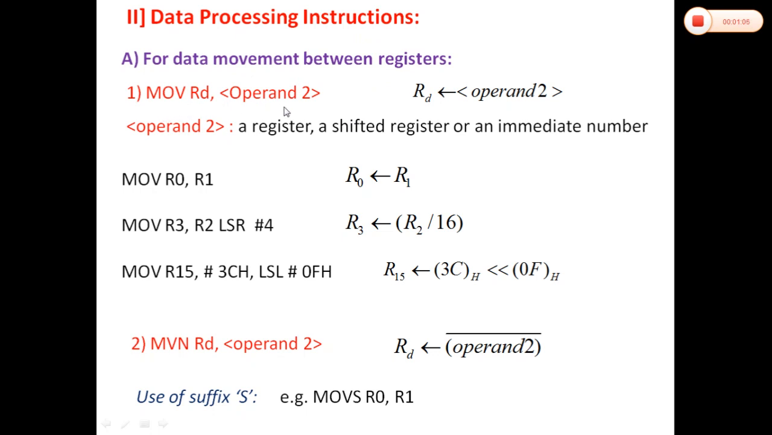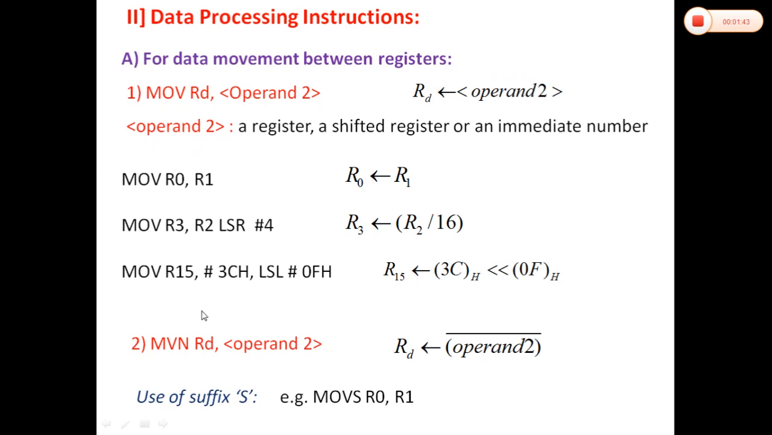Let us consider the instruction MOV Rd, operand 2. So Rd is the destination register. Operand 2 may be a register, it may be a shifted register, or it may be an immediate number. The register may be shifted by using the barrel shifter, or it can be an immediate number also. This instruction will copy operand 2 into the destination register Rd.